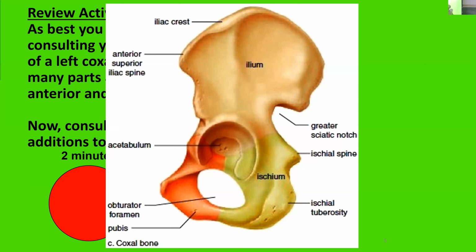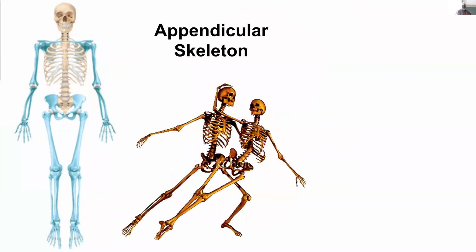And which part of the coxal bone articulates with the other coxal bone? Pubis, yep. You have the two pubic bones, or the two pubis parts of the coxal bone, articulate anteriorly at the pubic symphysis. We talked about that the other day. Just to review, make sure you got this. Any questions on that? Cool, and we'll look at those bones in lab this coming week as well.